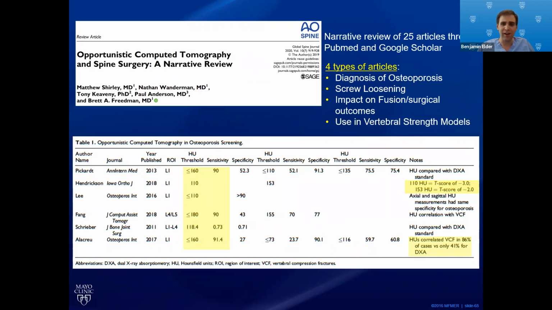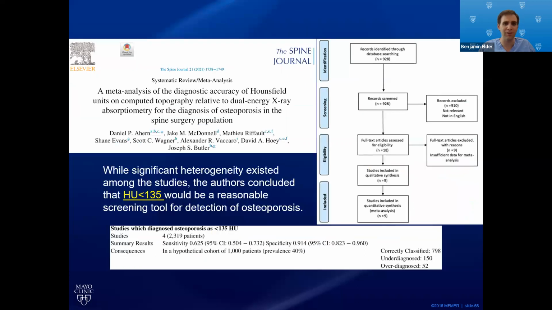And so they looked at diagnosis of osteoporosis, screw loosening, as well as the impact on fusion and surgical outcomes. And so again, in this study, they found that a Hounsfield unit of 110 was similar to a T-score of minus 3.0, whereas 153 was about the same as a T-score of minus 2. And in this one, Hounsfield units correlated with about 86% of the vertebral column fractures versus only 41% for Dexa. So Dexa clearly does not do a great job at identifying all the patients with osteoporosis.